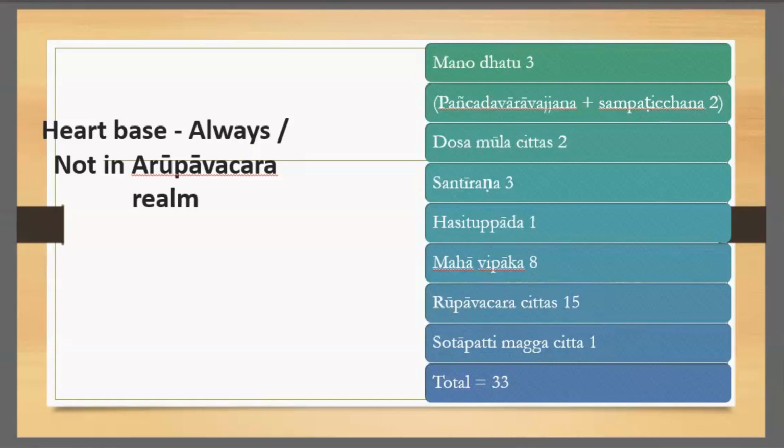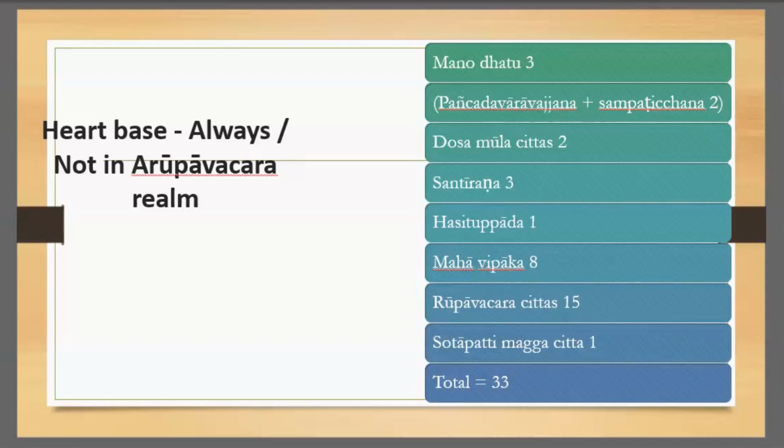In the Arupavachara realm, there are no rupas. They do not have any sensitivities. Therefore, they cannot listen to Dhamma. Therefore, in the suttas the Arupavachara realm is mentioned as an unsuitable place to be reborn. So, Sotapatti Magga Chitta arises only in the Kama realm and Rupa realm because they have ear sensitivity to listen to Dhamma.